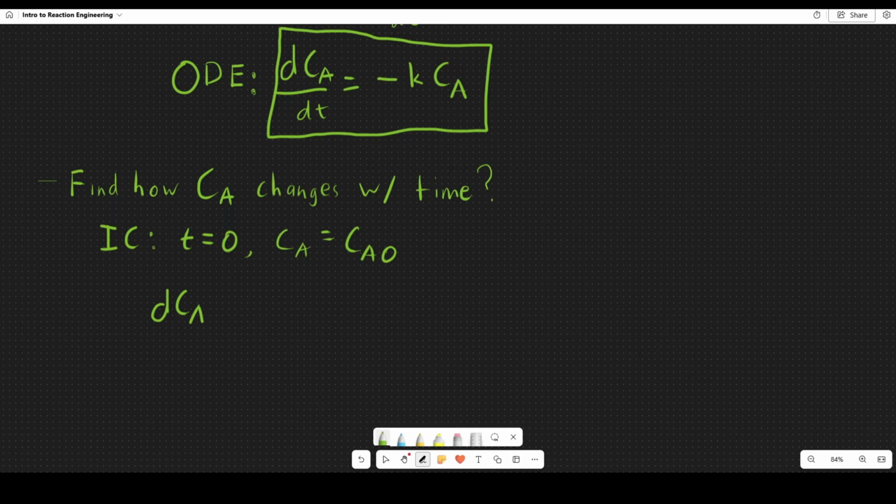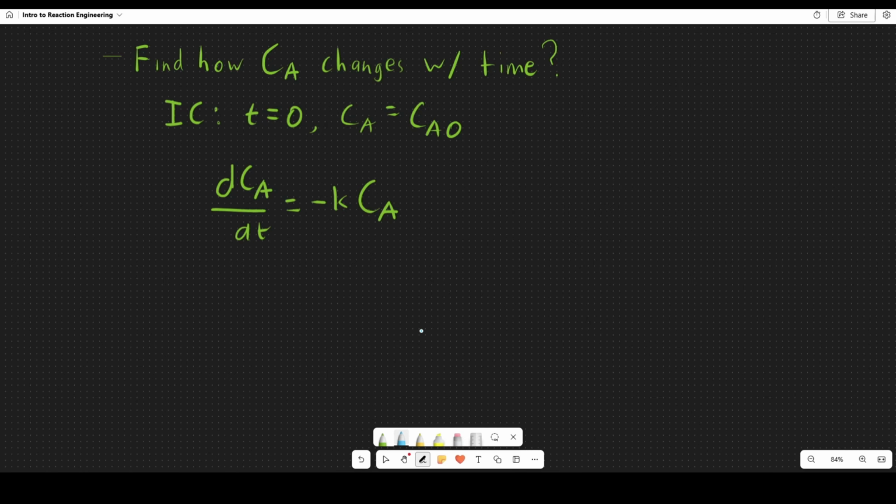So dCA by dt is equivalent to negative k CA. All right, now I'll switch over. Then we multiply both sides by dt and divide by CA. So we get dCA over CA is equivalent to minus k dt. We have a differential on both sides, dt on this side. What do we do? Integrate. Take the integral of both sides.